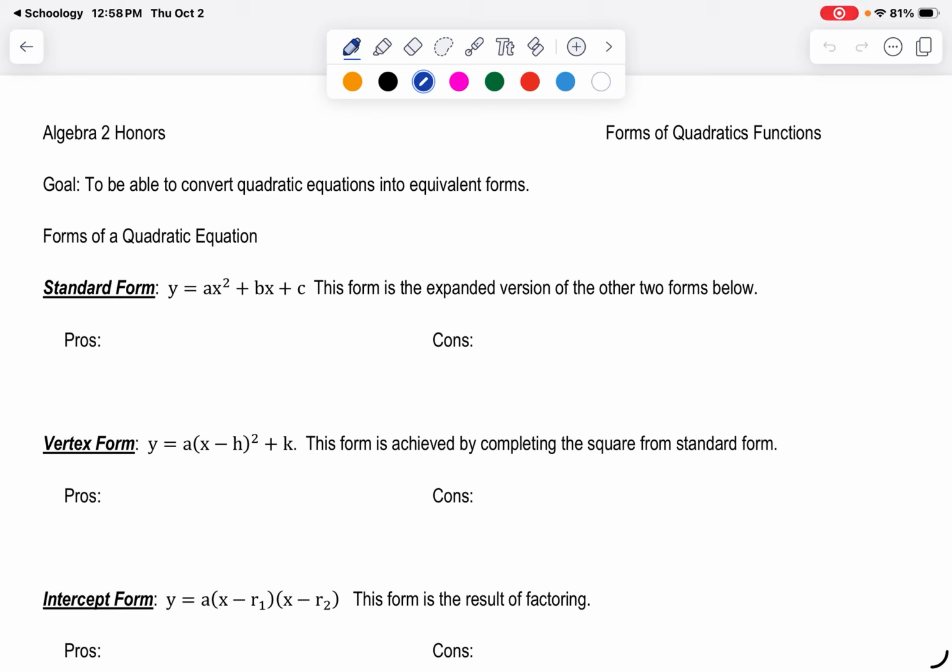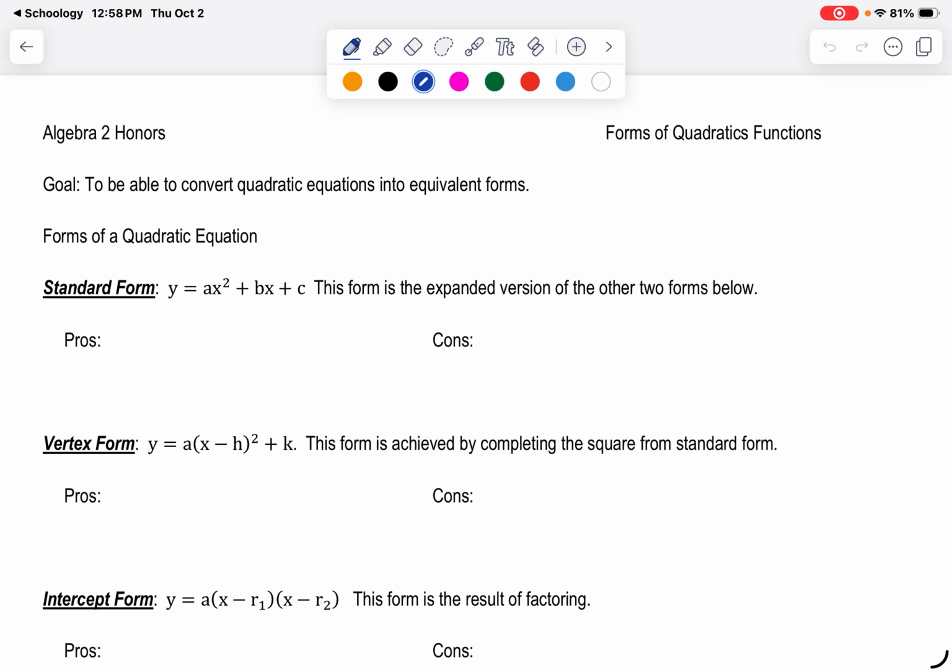All right, so today we're going to talk about all three forms of a quadratic function. So our goal is to be able to convert quadratics into equivalent forms, recognize those forms, and do a little graphing in those forms. So we have three different forms that we're going to be looking at. There's standard form, vertex form, and intercept form.